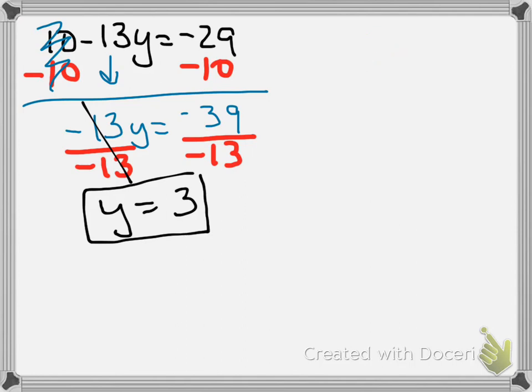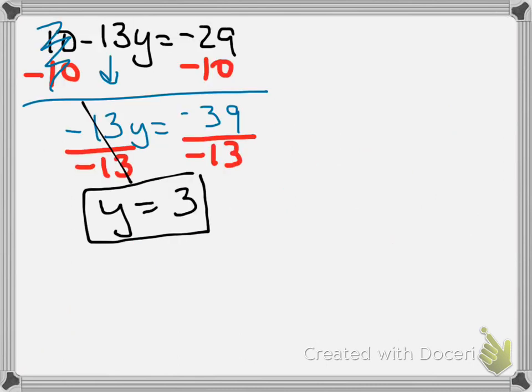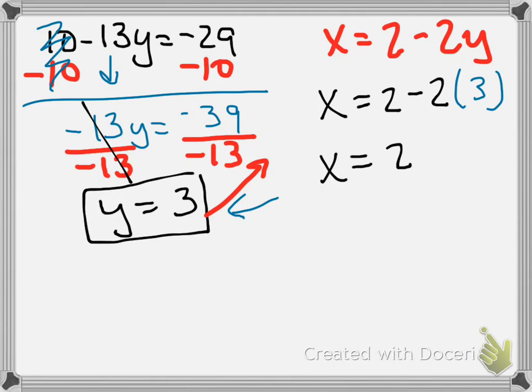Alright, now remember what we're doing here. If we go back to the other page, we found that our x value equals 2 minus 2y. So I'm going to go back and write that down. So x equals 2 minus 2y. Now that we found y, we're going to plug it into that equation. So x equals 2 minus 2, and remember, we're going to put 3 in for y, because y equals 3. Alright, so x equals 2, and negative 2 times 3 is a negative 6, and so x equals a negative 4.